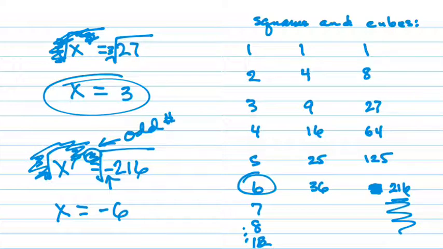The 5th root of a negative is still a negative. The 7th root of a negative is still a negative. Right? See the pattern? Okay? How's that look? It's good?